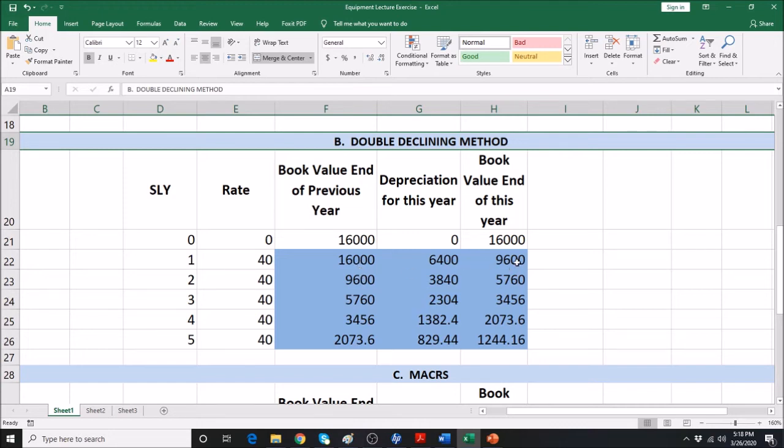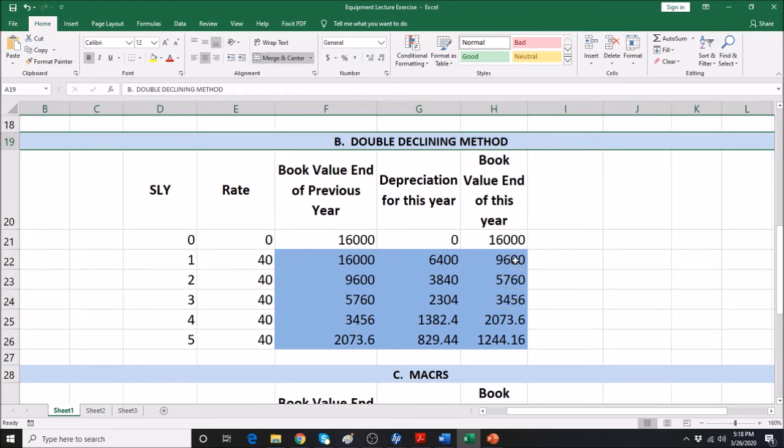So this is 9,600 times 0.4, and that will give you the depreciation of the next year. Again, to get this value here, whatever this is in percentage, you have to convert that into decimal. So that's 0.4 multiplied by 16,000, that will give you the depreciation here. For the next one, whatever this value here is, multiplied by this.